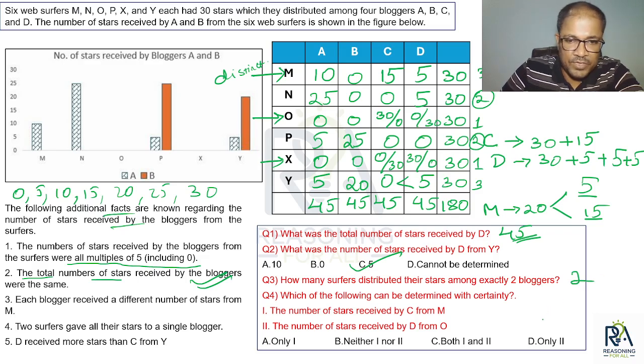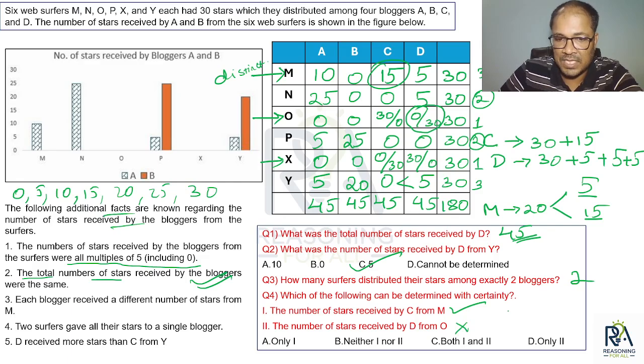Which of the following can be determined with certainty? First, the number of stars received by C from M. Yes, we know it, this is definitely known to us. Number of stars received by D from O. We do not know, this may or may not be known. We definitely do not know this. Okay? That means your answer will be option A. That is only 1.